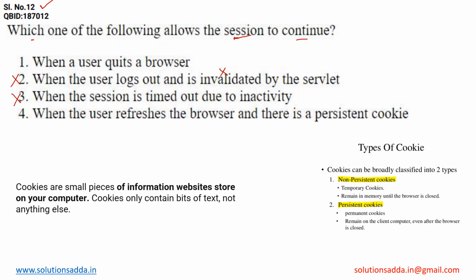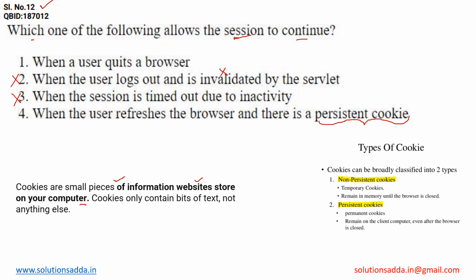When the user refreshes the browser and there is a persistent cookie. Here you can see a term has been used, which is persistent cookie. What exactly is a cookie? Cookies are small pieces of information websites store on your computer. Whatever you are looking at on websites, whatever web pages you have scrolled on the browser, information about those websites or about the searches has been stored in the cookies.